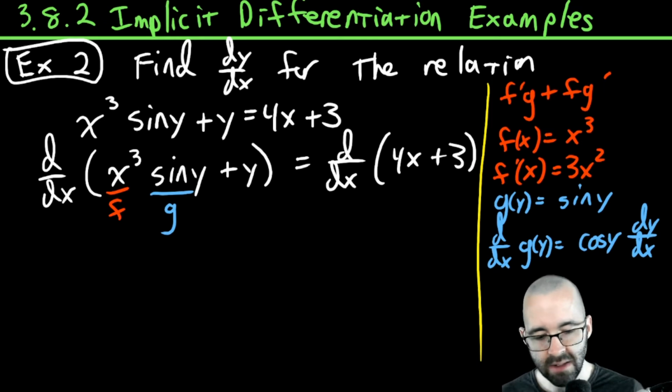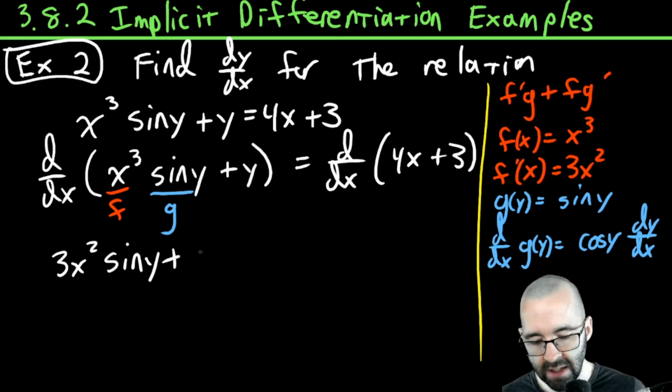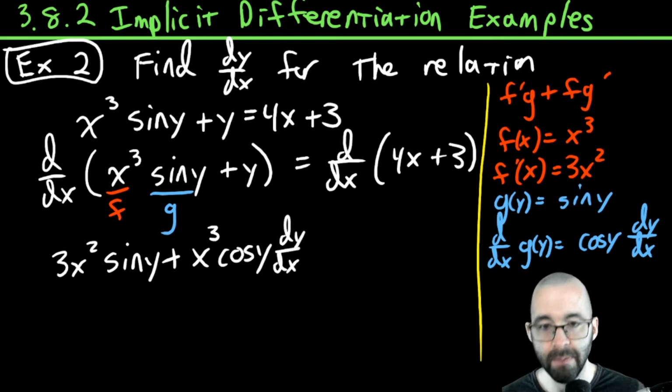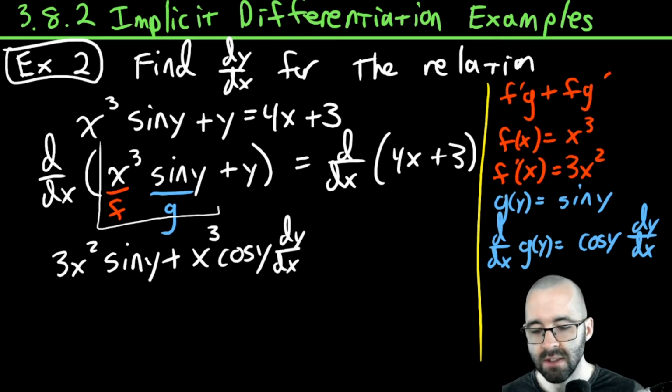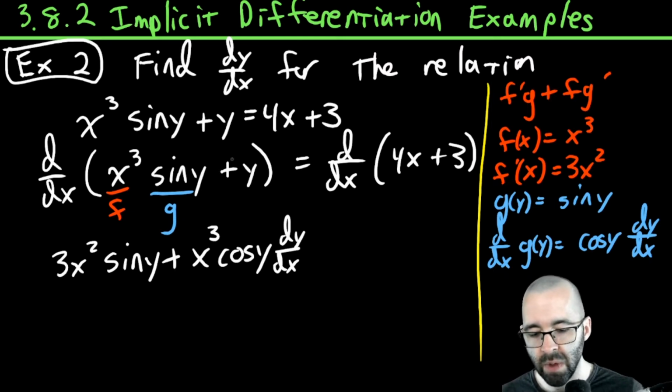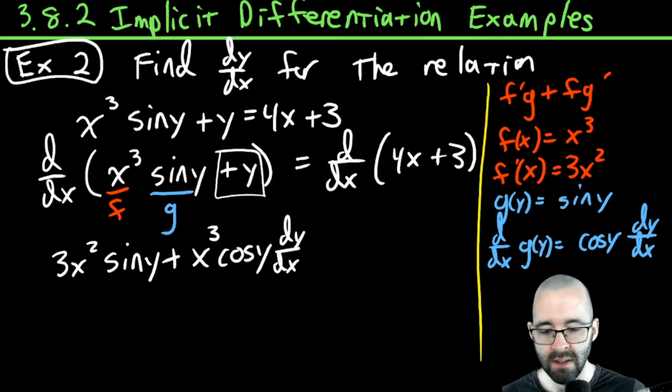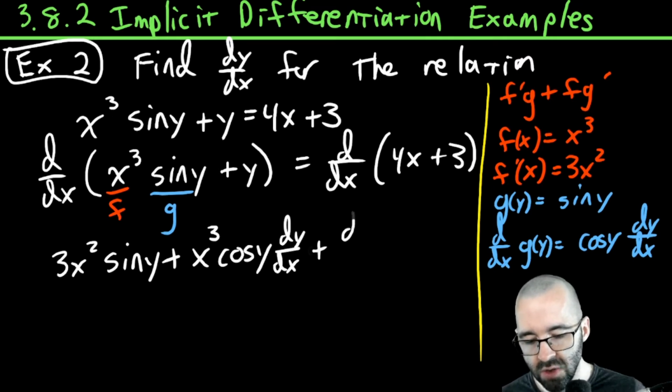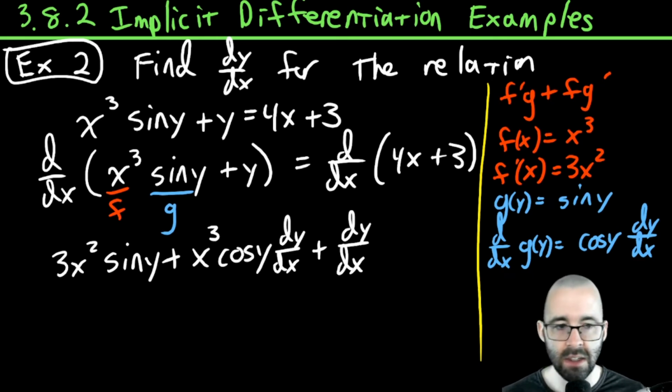Now the product rule says this, so that's what we bring over here. This is going to be f prime g. f prime is 3x squared times g, which is the sine of y, plus f g prime, which is x cubed times cosine of y times dy dx, or y prime. So that's just the derivative of this guy. We also need the derivative of this. The derivative of y with respect to x is just dy dx.